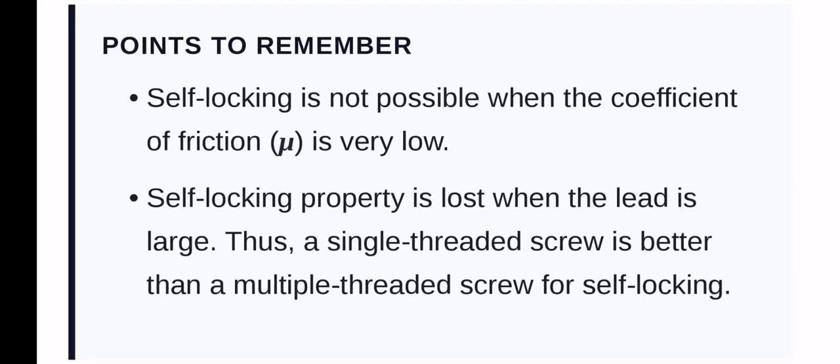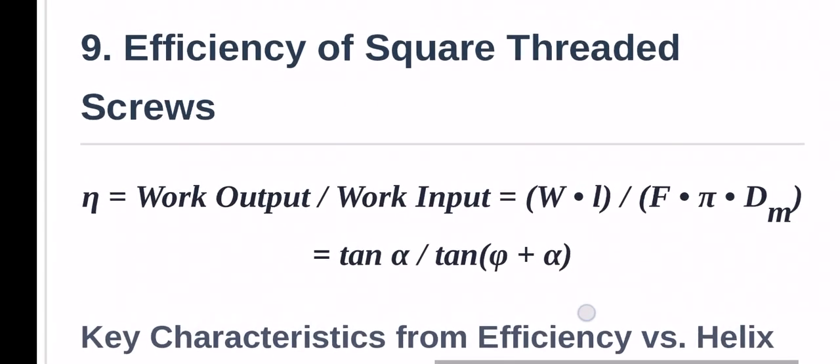Self-locking is not possible when the coefficient of friction is very low. The self-locking property is lost when the lead is large. Thus, a single thread screw is better than a multiple thread screw for self-locking. Efficiency of square thread screws: η = work output/work input = WL/(F π d_m) = tan α/tan(φ + α).